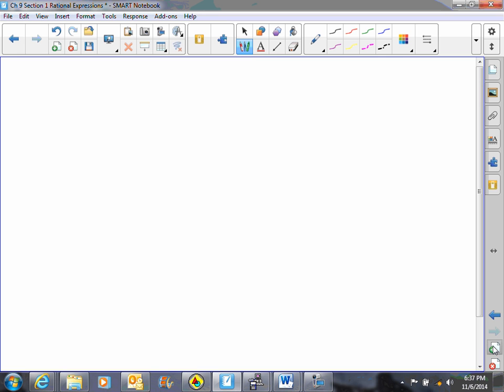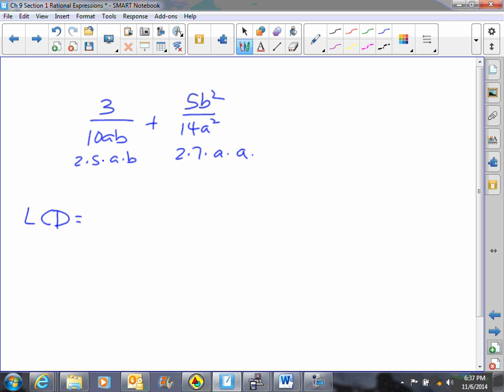Example number 1, 3 over 10ab plus 5b squared over 14a squared. Now, in this particular case, both of our denominators are monomials, so you can see that the factors of 10ab are 2 times 5 times a times b, and you can see that the factors of 14a squared are 2 times 7 times a times a. So our lowest common denominator is going to have a factor of 2, it's going to have a factor of 5, it's going to have 2 factors of a, and it's going to have a factor of b.